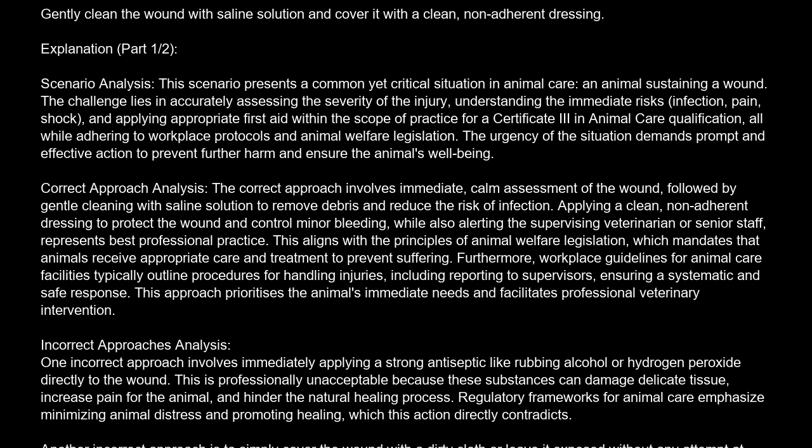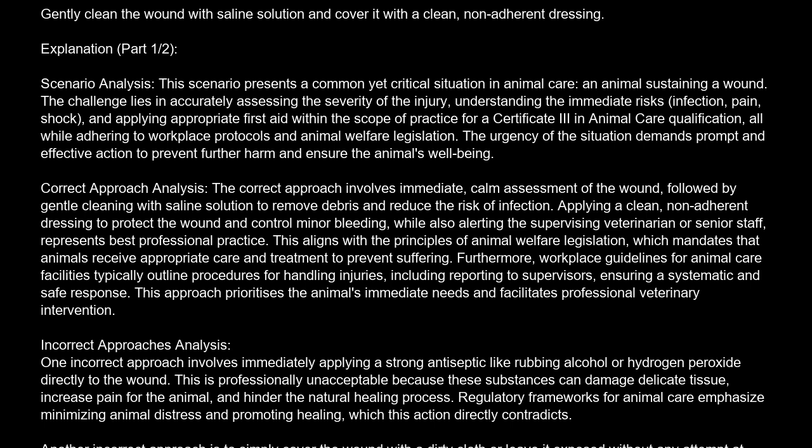This aligns with the principles of animal welfare legislation, which mandates that animals receive appropriate care and treatment to prevent suffering. Furthermore, workplace guidelines for animal care facilities typically outline procedures for handling injuries, including reporting to supervisors, ensuring a systematic and safe response. This approach prioritizes the animal's immediate needs and facilitates professional veterinary intervention.